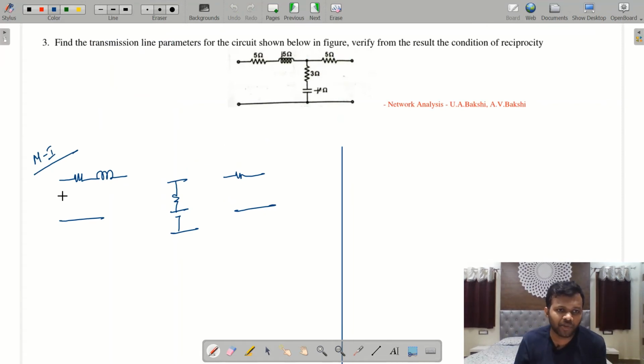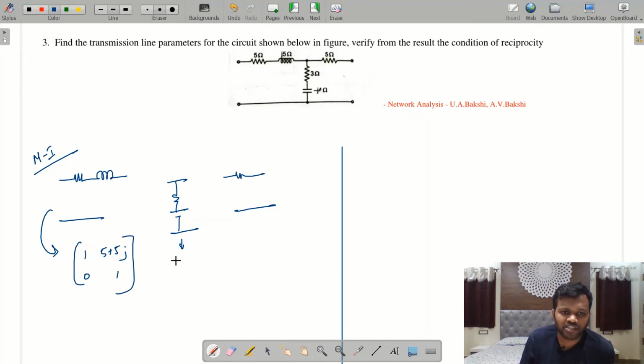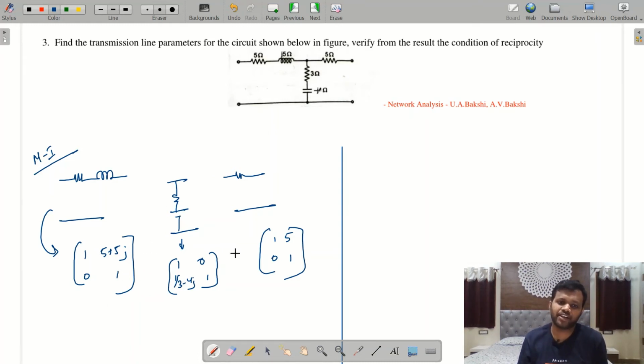What are the ABCD parameters for this branch? This branch, the ABCD parameters will be 1, 5 plus 5j, 0, 1. Similarly, for this branch: 1, 0, 1 by 3 minus 4j, 1. And for this network: 1, 5, 0, 1. So for the complete network, just multiply these three matrices, then you are going to get the ABCD parameters.